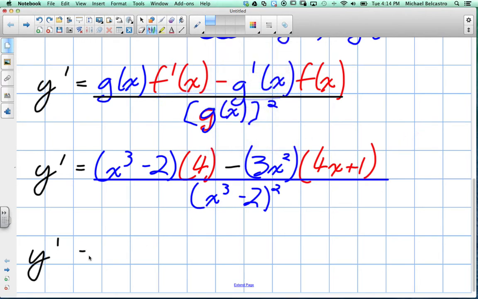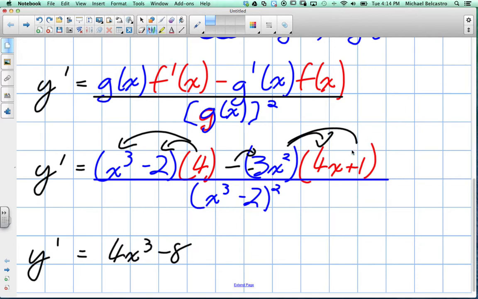So y prime x is equal to, so this is a distributive property, and we need to distribute the 4 into both of these terms. So this becomes 4x cubed minus 8, okay? And technically we'll do this all in one step. If we have this negative here, essentially we distribute into this. So think of this like being negative 3x squared, and then we distribute that into both of these numbers.